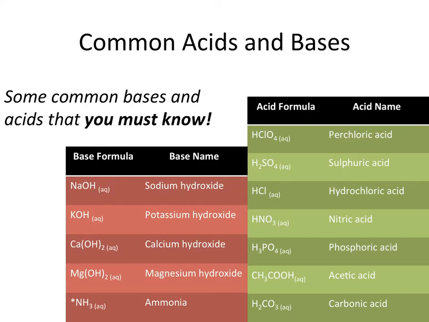Remember that we've actually gone through how to name these various acids. Remember that if it's an ic, then the suffix of the oxyanion was ate. If it's ous, which we don't really have any in this list, the suffix of the oxyanion was ite.